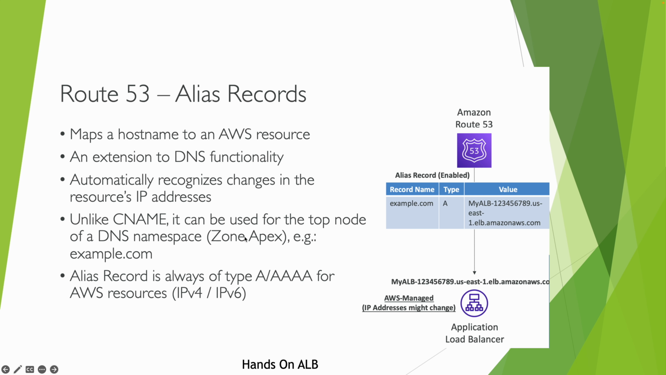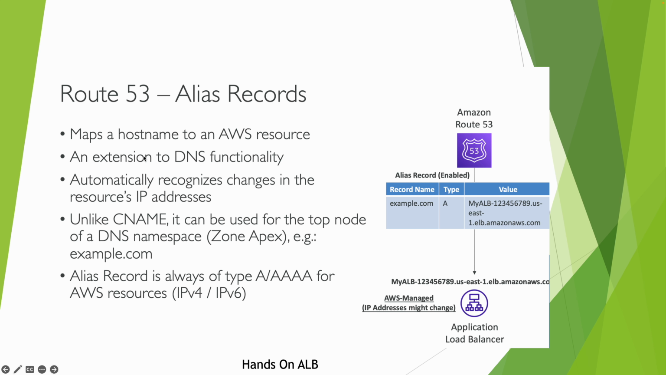Unlike CNAME, an alias can be used for the top node of the DNS, for example example.com. With a CNAME, we need to give www.example.com; for the alias, we can use it for example.com only. Alias records are always of type A or AAAA for AWS resources. Type A is for IPv4 load balancers, and type AAAA is for IPv6 load balancers.